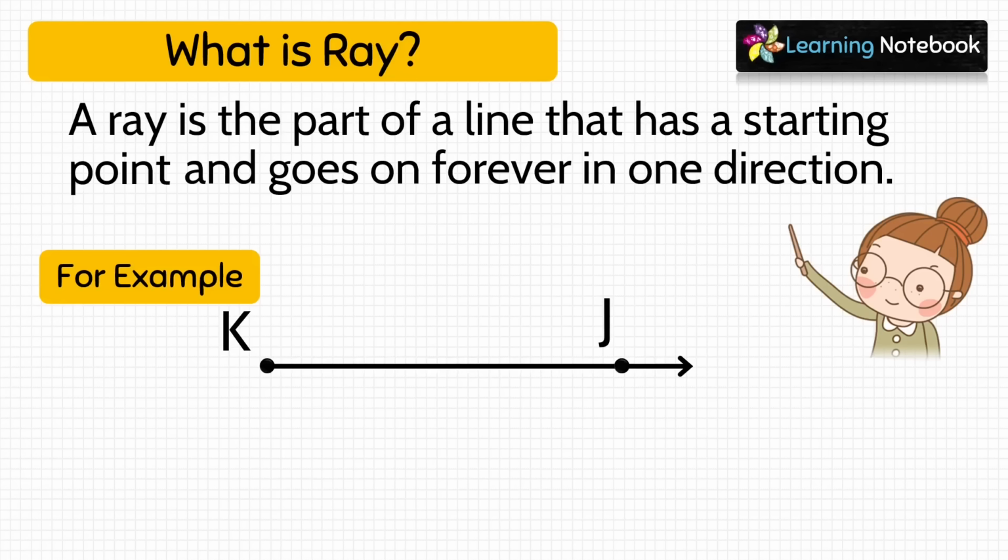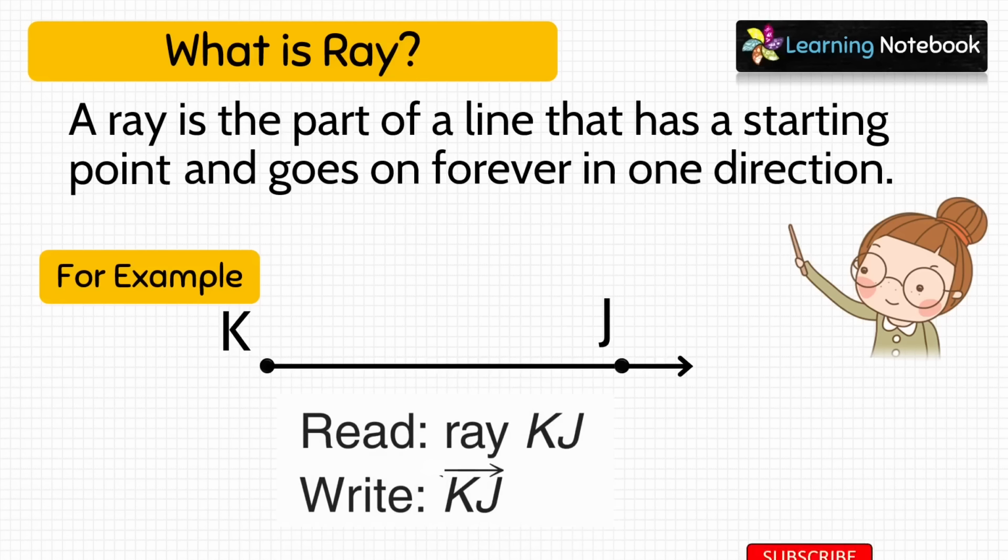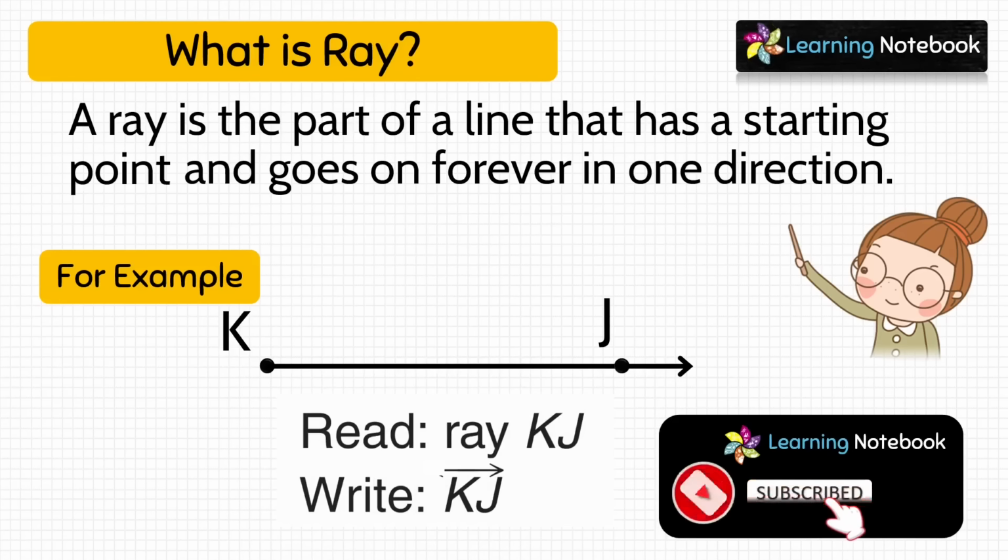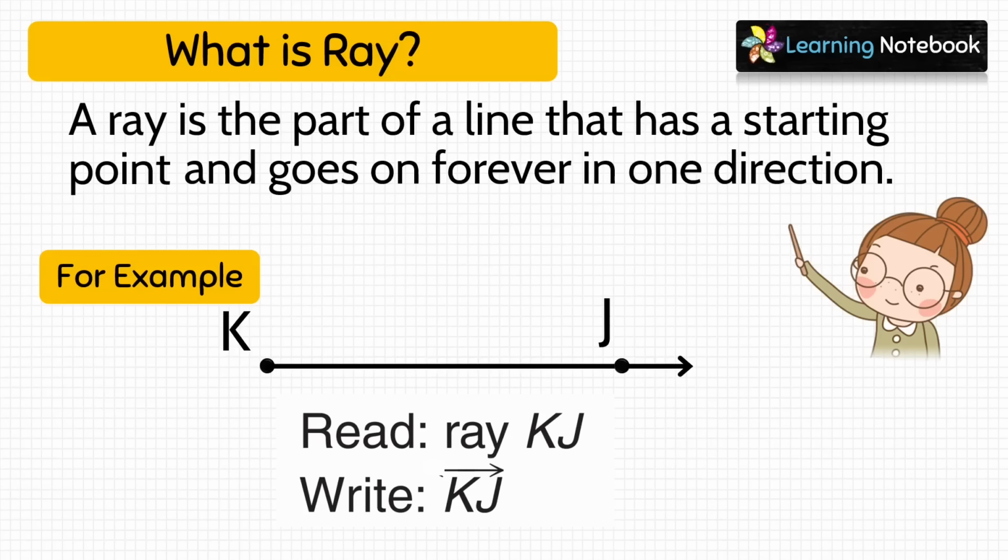Now, let me show you how to read and write ray. We will read the starting point first. So, it will be read as ray KJ. Thus, students, there is only one way to read ray. That is by reading the starting point first. And now how to write it? We will write it KJ with a small ray drawn over it.